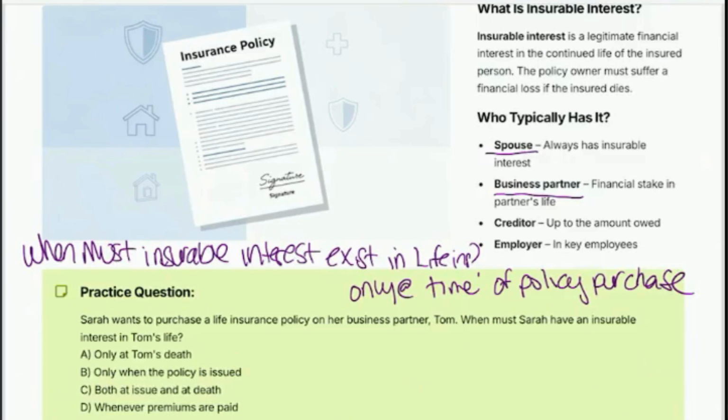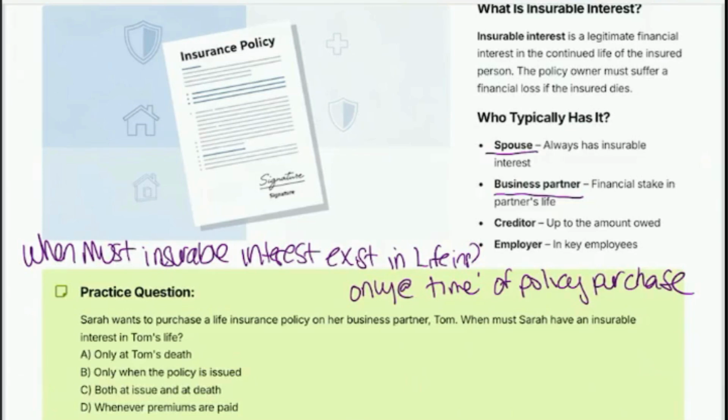But in the majority of the states, if you bought a policy on somebody or you're listed as a beneficiary, as long as that existed at the time of the policy being purchased, that can remain in place as long as the policy is still being paid on.